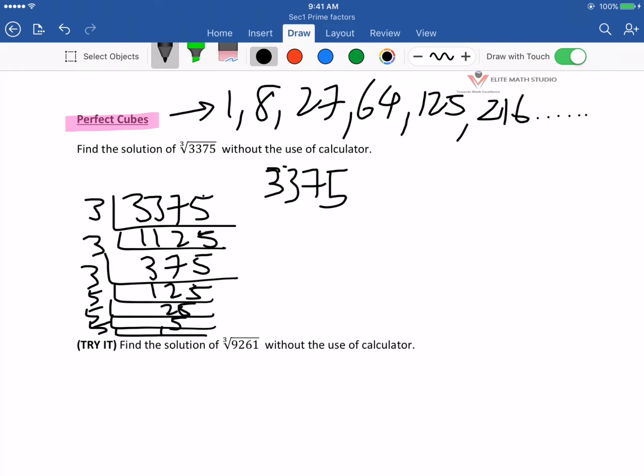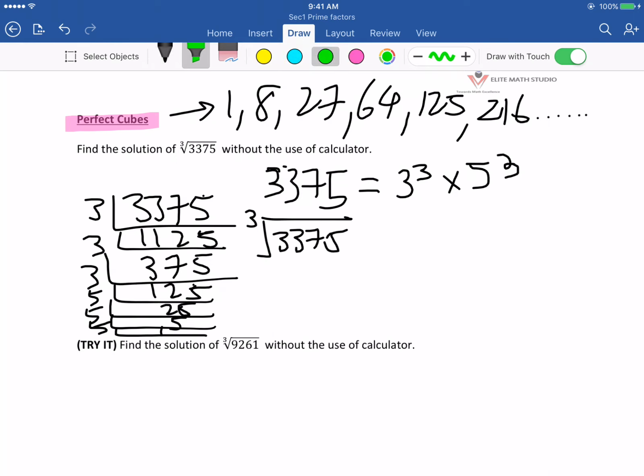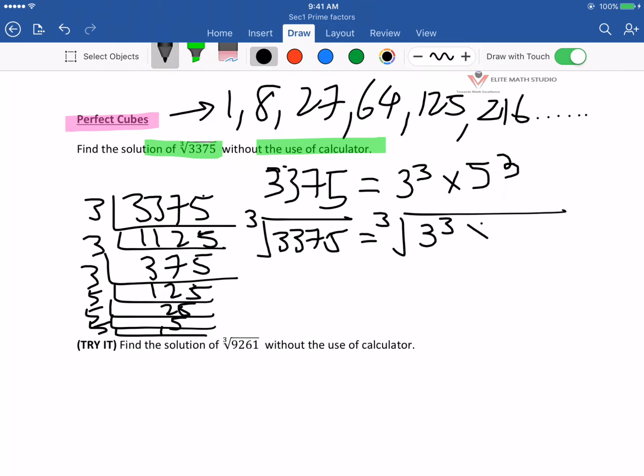So 3375 is equal to 3 to the power of 3 times 5 cubed. So I'm supposed to find the cube root of 3375 without the use of a calculator. Same thing, replace 3375 by the product of its prime factors. Just now when we did square root, we divided the powers by 2. Now if we do cube root, we divide all the powers by 3. So the answer will be 3 times 5, which is equal to 15.